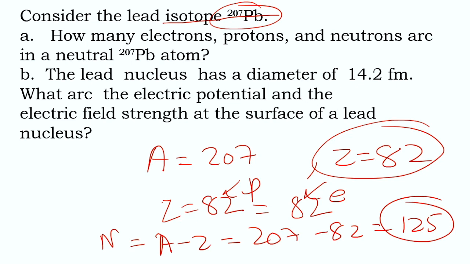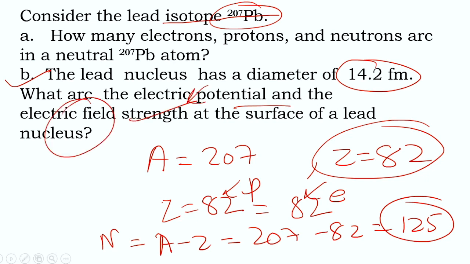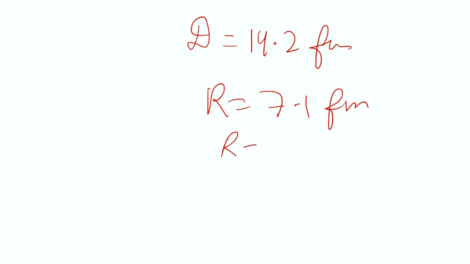Our B part says the lead nucleus has a diameter of this. What are the electric potential and electric field strength at the surface of the lead nucleus? The diameter we are given is 14.2 fm. The radius, of course, will be 7.1 fm, that means 7.1 into 10 to the power minus 15 meter.